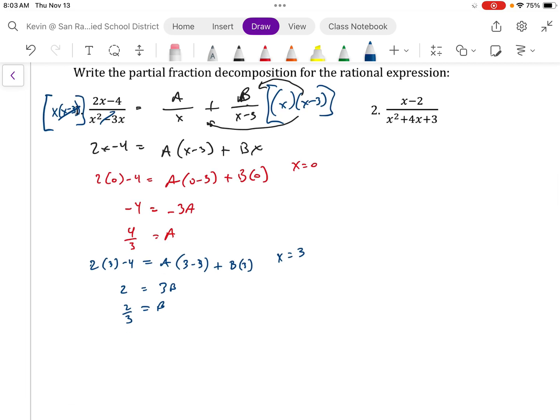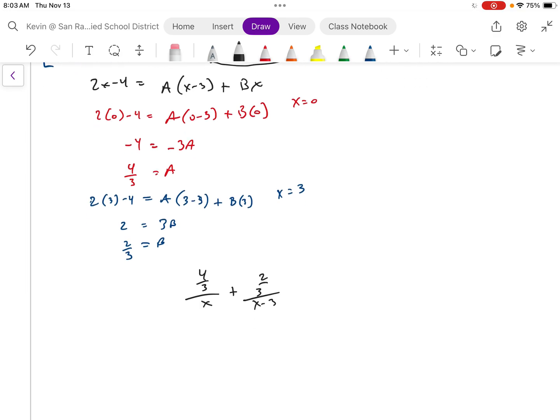So now we put those values in here, so we have 4/3 over x, plus 2/3 over x minus 3. Now we don't write it that way. We don't have fractions on top of fractions. So we could rewrite this as 4 over 3x plus 2 over 3x minus 3.